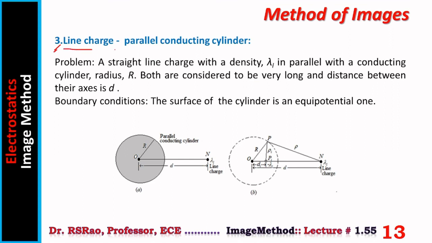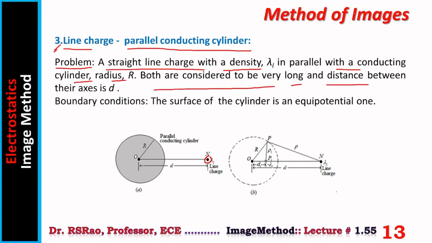Third one, a line charge and a parallel conducting cylinder. Both are running parallel. Let us first describe the problem. A straight line charge with a density lambda L is in parallel with a conducting cylinder of radius R. These two are there. Both are considered to be very long and the distance between their axes is D. R is the radius of the cylinder. Boundary conditions: the surface of the cylinder is an equipotential one. This is a conducting cylinder, therefore it is an equipotential surface. Of course, if it is grounded, potential becomes zero.